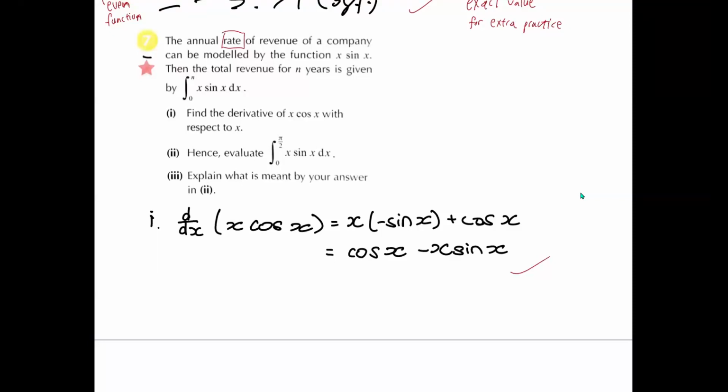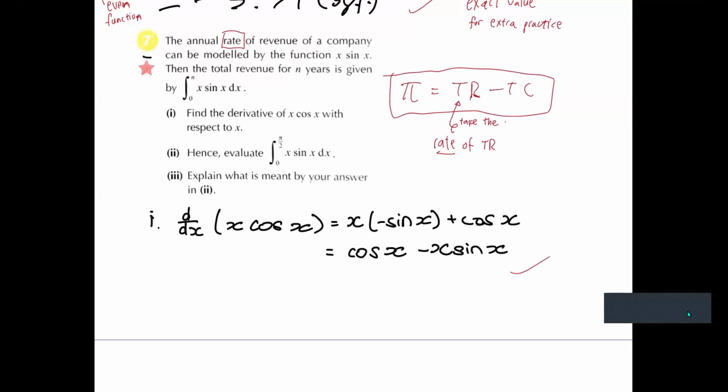It's like, you know how profit, pi for profit, equals total revenue minus total cost. Pi is just a funny symbol to represent profit. This total revenue here is not what they're talking about. The annual rate of revenue, that is what they're talking about. It's a rate of the total R. They are not the same. You need to do a bit of work to get there, and that work is to take the integral.